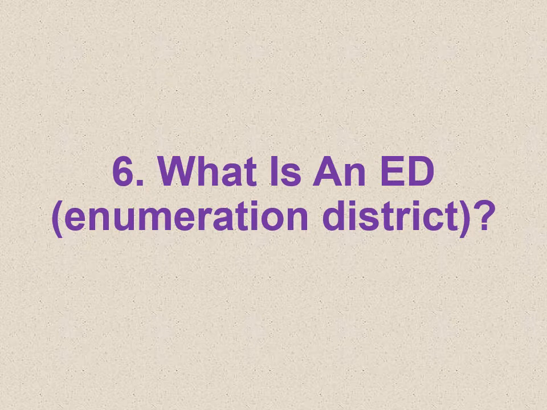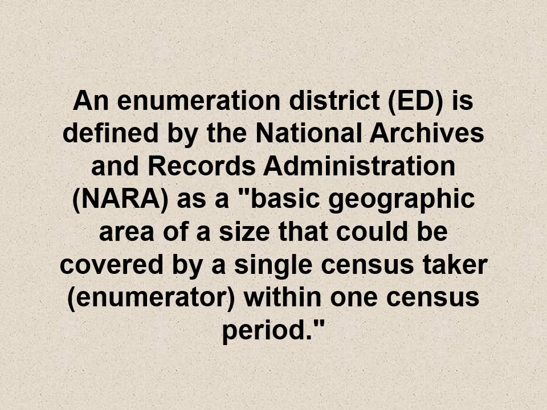So if you have the address, the next thing you need to do is find out what ED number that residence is in. So we're going to now ask, what is an enumeration district? A definition from the National Archives and Records Administration, that's called NARA, is that an enumeration district, abbreviated ED, is defined as a basic geographical area of a size that could be covered by a single census taker within one census period.